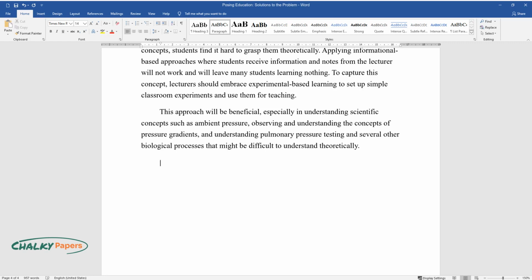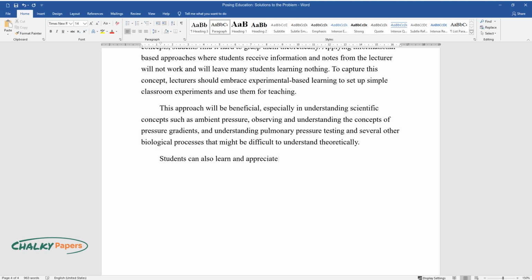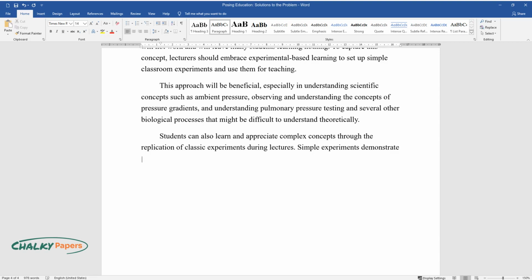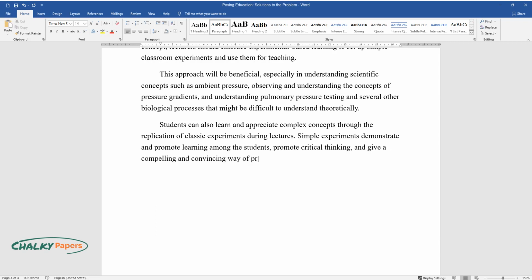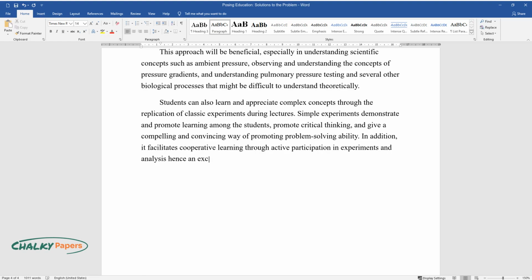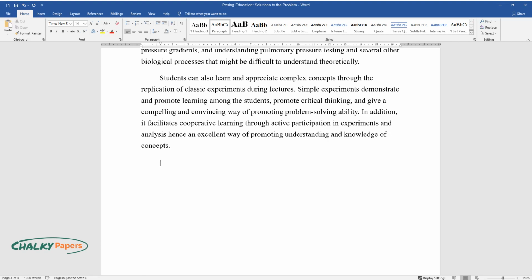Students can also learn and appreciate complex concepts through the replication of classic experiments during lectures. Simple experiments demonstrate and promote learning among the students, promote critical thinking, and give a compelling and convincing way of promoting problem-solving ability. In addition, it facilitates cooperative learning through active participation in experiments and analysis, hence an excellent way of promoting understanding and knowledge of concepts.